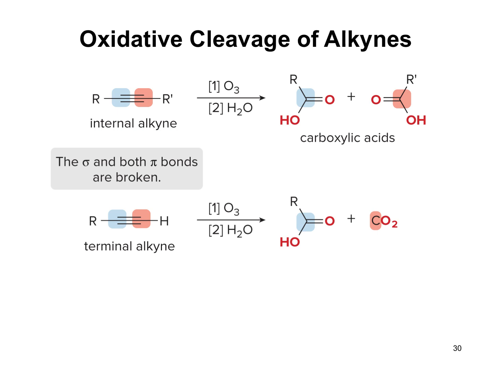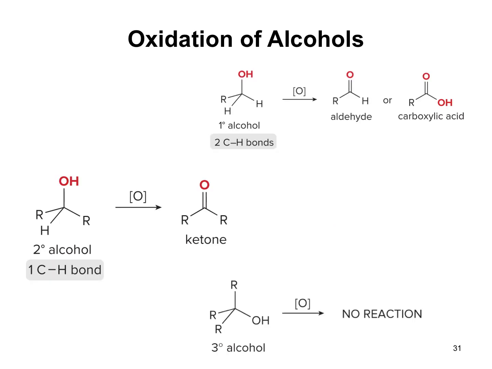Now, let's talk about oxidation of alcohols, and that's our last functional group that we're going to talk about. Alcohols are oxidized to a variety of carbonyl compounds depending on the starting structure of the alcohol. So if you have a primary alcohol, that is going to be oxidized to either an aldehyde or a carboxylic acid by replacing either one or two of the carbon-hydrogen bonds by carbon-oxygen bonds. Okay, and so that's what we'll see here.